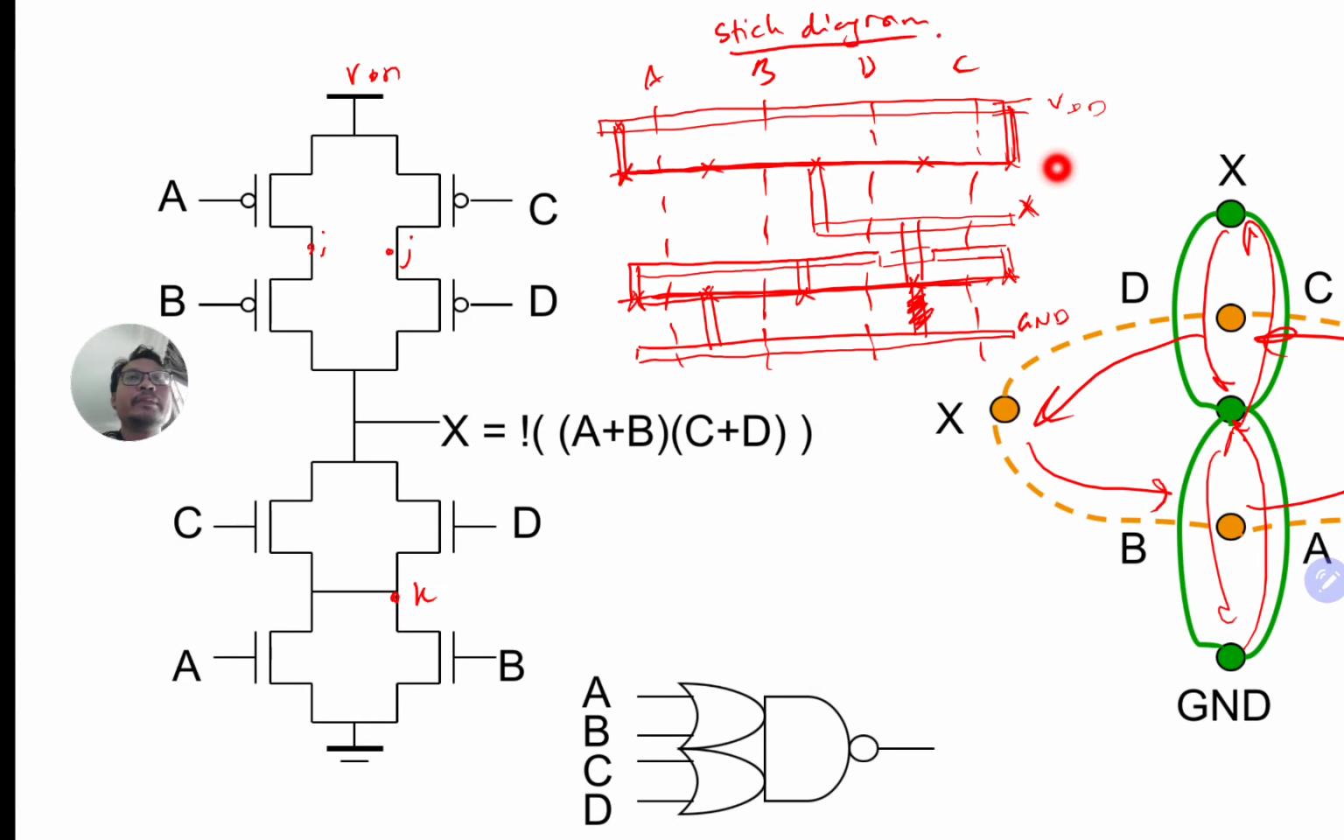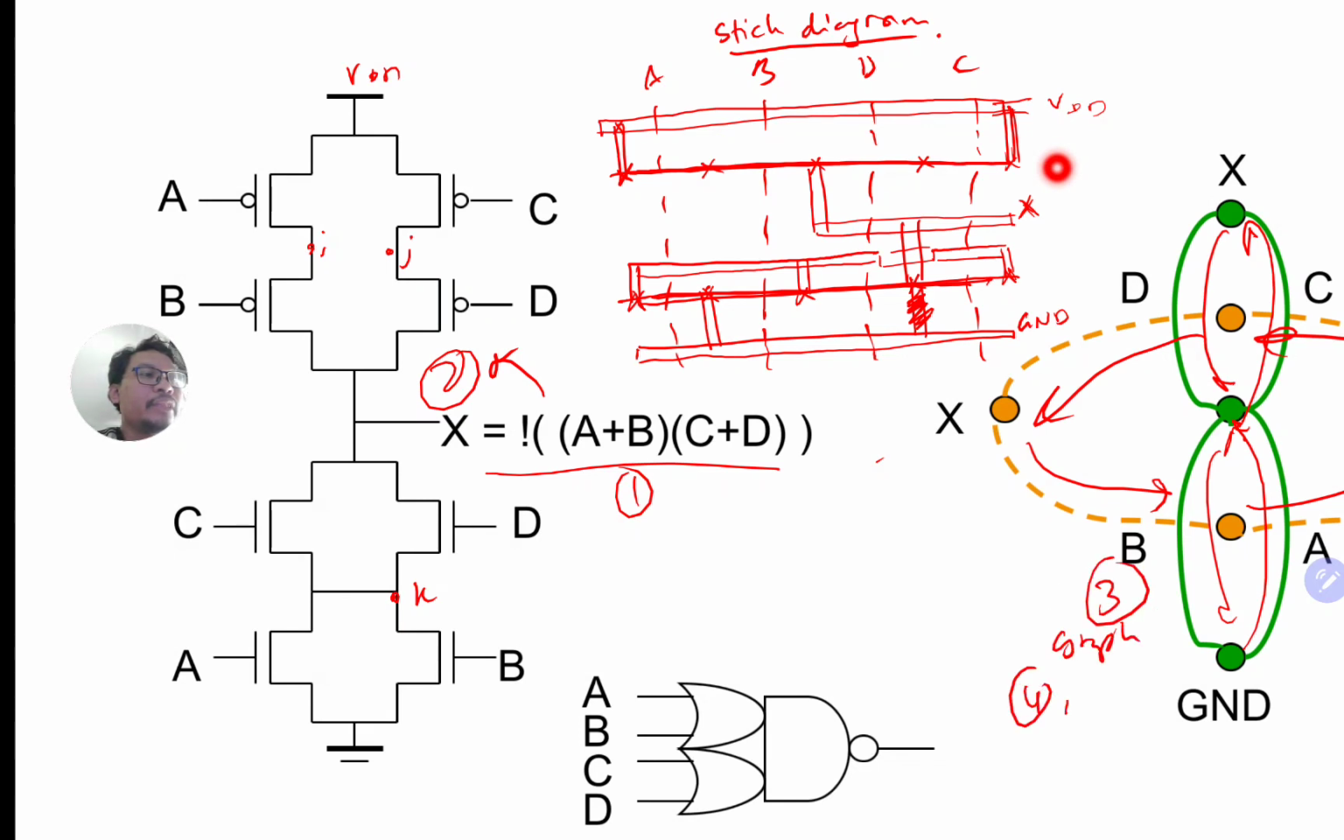and you need to know how to derive the stick diagram from a given Boolean equation. Okay, so given a Boolean equation, you need to first derive the transistor level schematic. From the schematic, you need to, okay, so it's step 1, step 2, step 3 is the graph, step 4 the Euler path, and then step 5 is your stick diagram. So 5 steps altogether from a Boolean equation to the stick diagram.